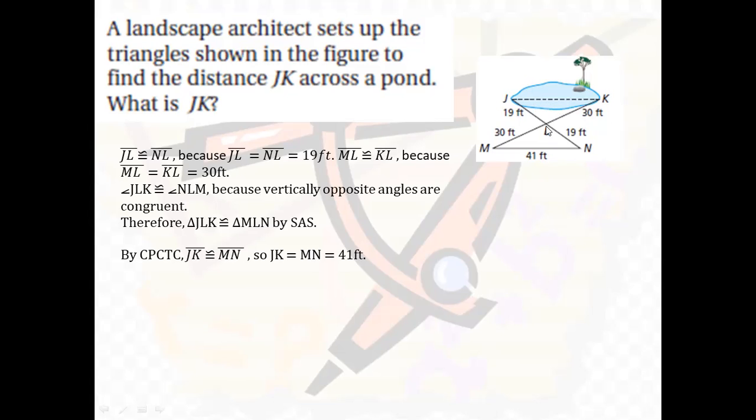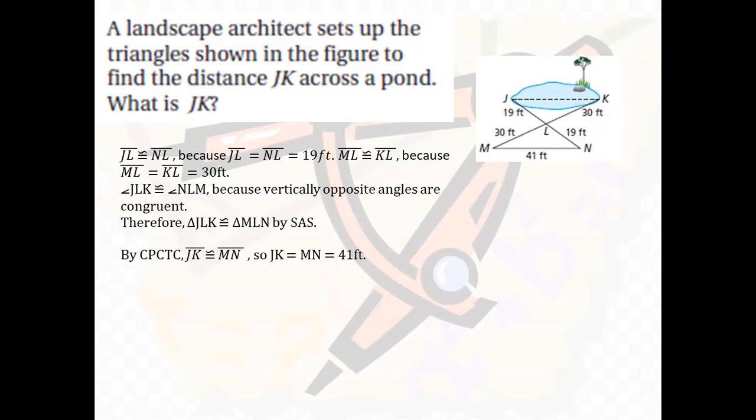Therefore, triangle JLK is congruent to triangle MLN by the side angle side theorem. So what does that mean? If two triangles are congruent, definitely the remaining length, that is this length, is equal to this length. So by CPCTC, JK is congruent to MN. So JK is equal to MN, which is equal to 41 feet.